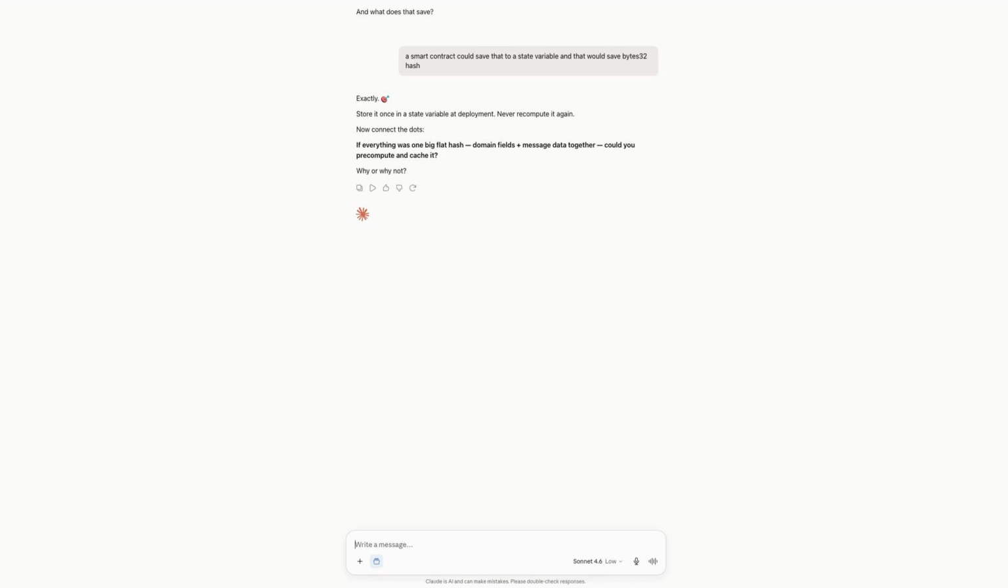Now connect the dots. If everything was one big flat hash, domain fields plus message data together, could you pre-compute and cache it? Why or why not? I think no, because hash is one way and from the hash you cannot get the input back.